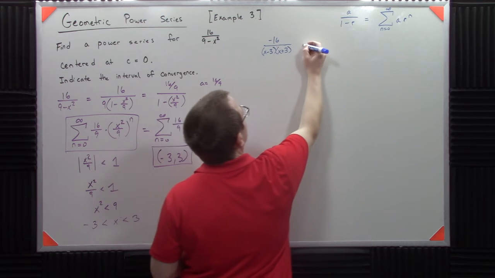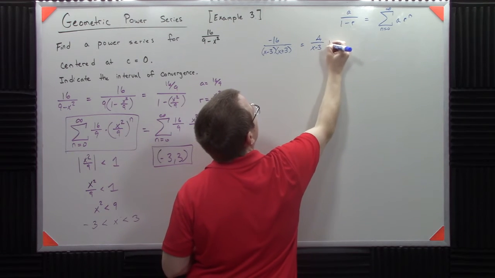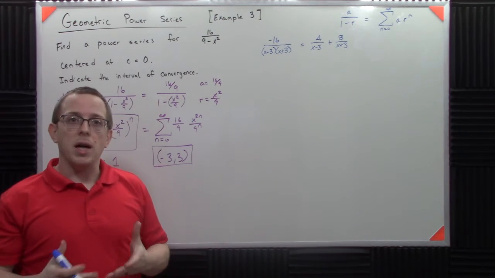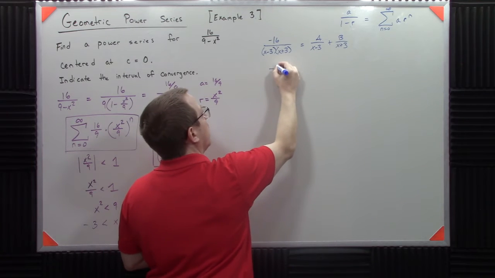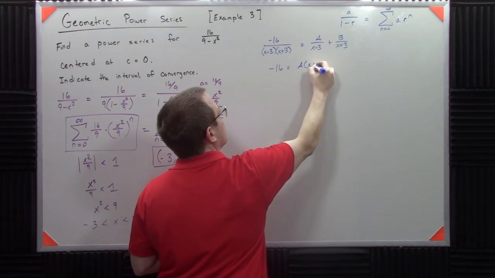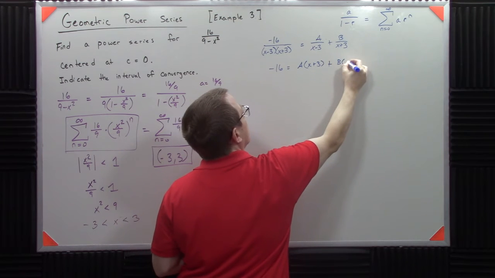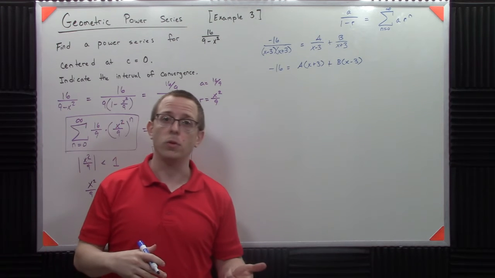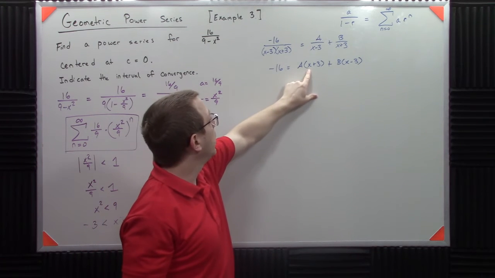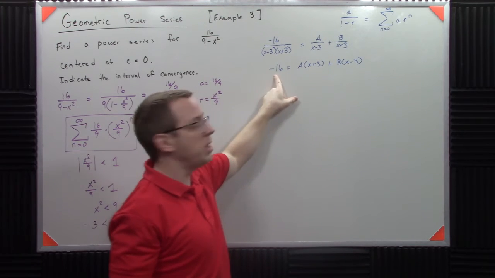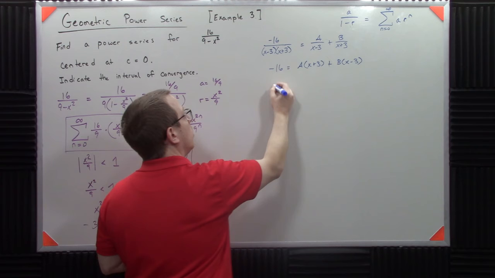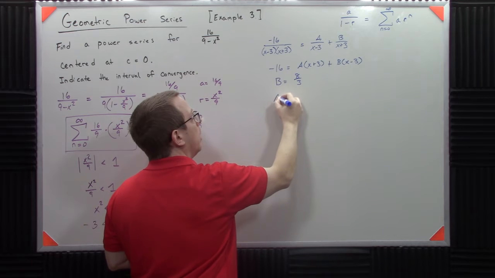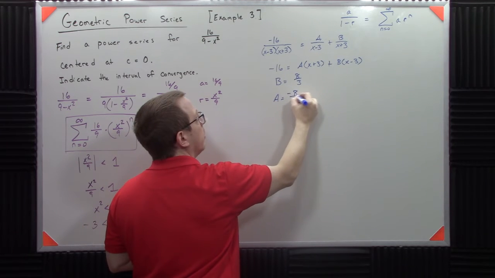So that gets me some sort of a over x minus 3 plus b over x plus 3. Then I multiply both sides by x minus 3 times x plus 3, and I get negative 16 is a times x plus 3 plus b times x minus 3. So when I plug in negative 3 for x, this disappears. Negative 6b is negative 16, so b is 8/3, and that's going to tell me a is negative 8/3.